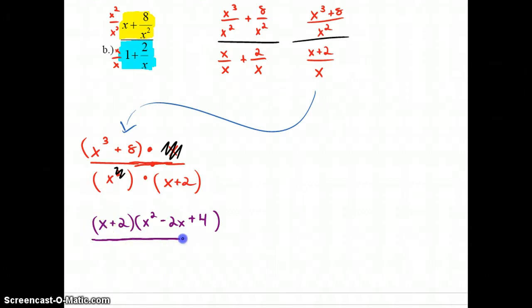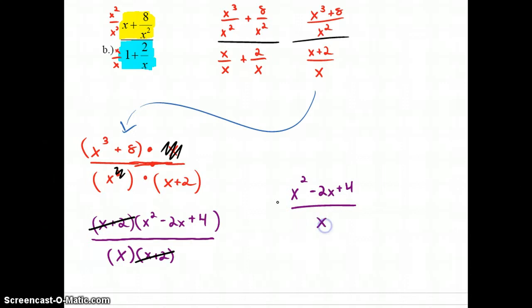And all of that's going to be divided by, well, in the denominator I still have an x, and I still have an x plus 2. Now I can see again, more stuff is going to cancel. This x plus 2 cancels with the x plus 2. I am left with x squared minus 2x plus 4 all over x. That is as far as we can go. We can't cancel anything else, so I would say that we are done.